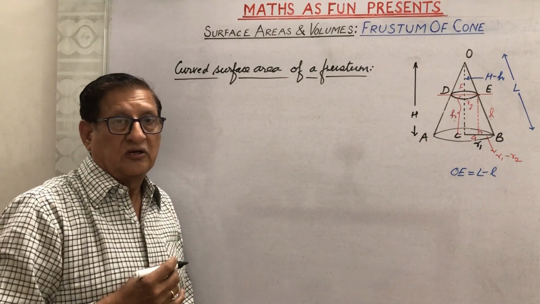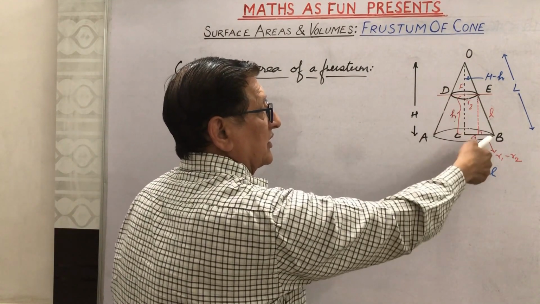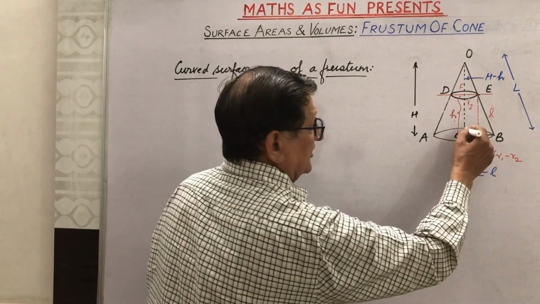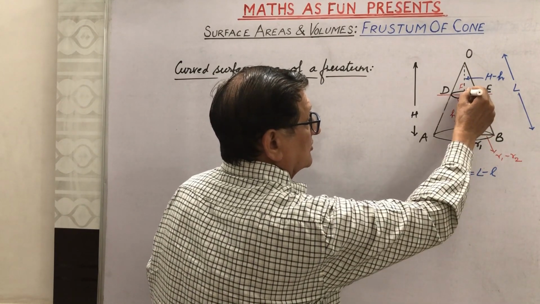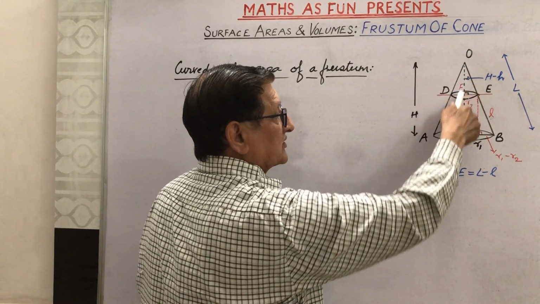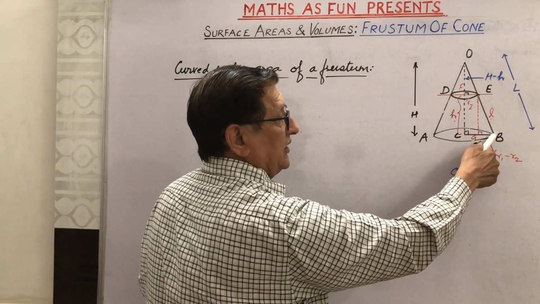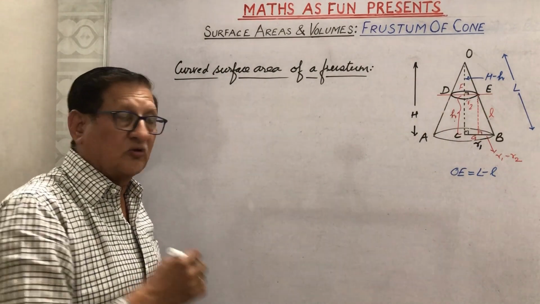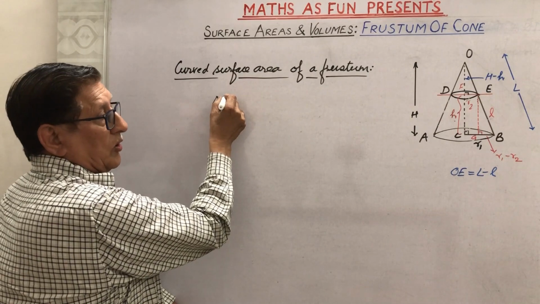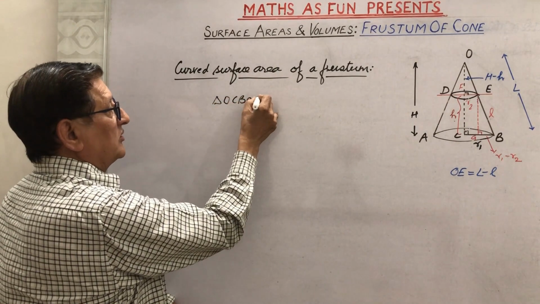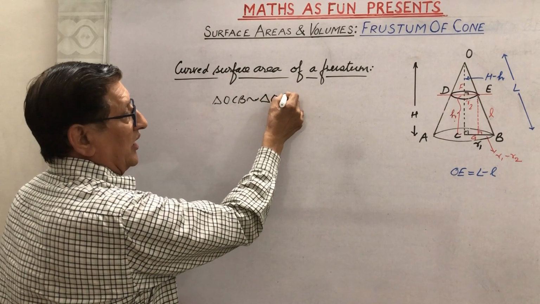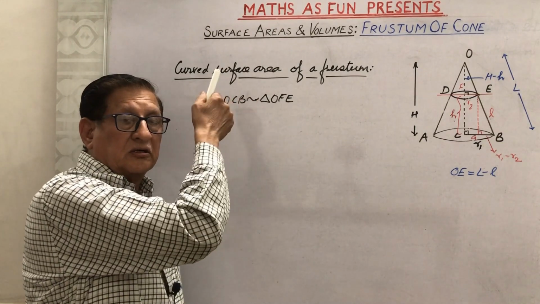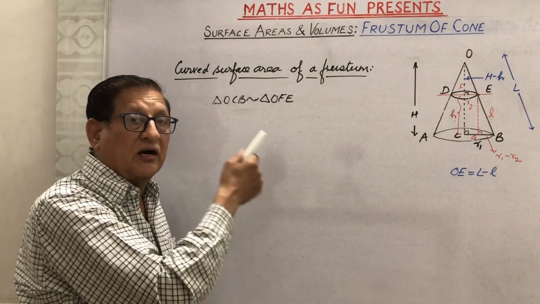To find that, first of all we have to find out the relation between capital H, small h, capital L, small l and all. Here we find this is a right angle and this is also a right angle. Can we say that this complete triangle OCB and triangle OFE are similar to each other? So we can write here triangle OCB is similar to triangle OFE. We know that in similar triangles the ratio of the corresponding sides are equal.